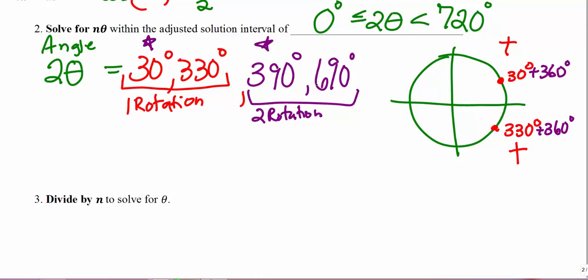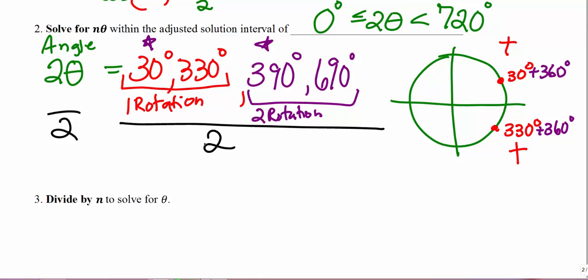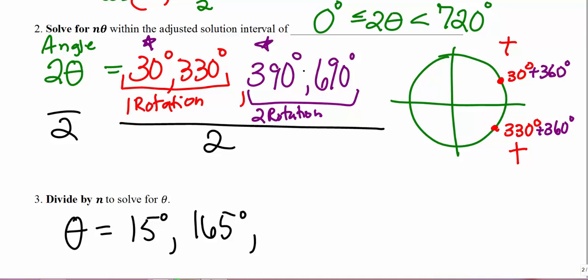So we're going to take our solutions and divide everything by 2. We're going to divide all of the solutions by 2 as well, so we divide by whatever's in front of theta. So we get theta is equal to 30 divided by 2 is 15 degrees. 330 divided by 2 would be 165 degrees. 390 divided by 2, 195 degrees. 690 divided by 2, we get 345 degrees.